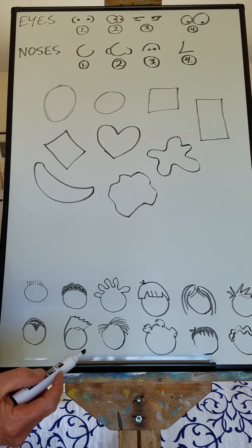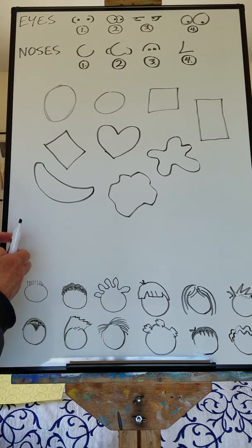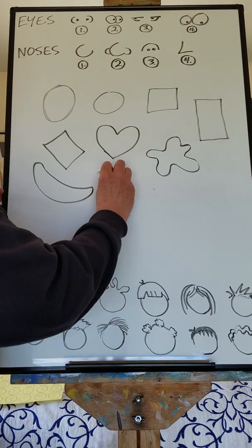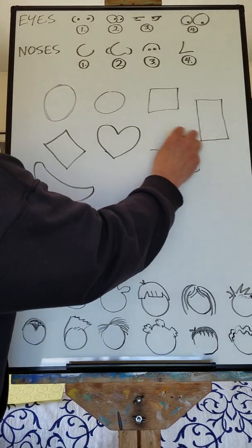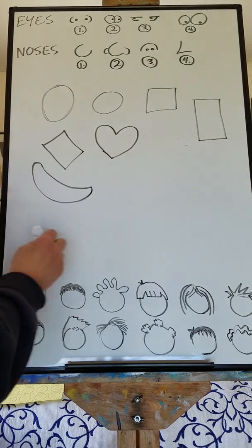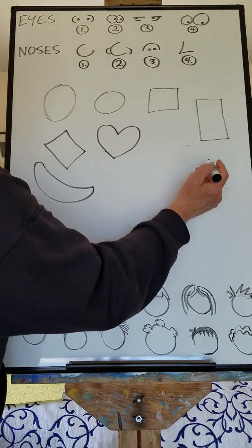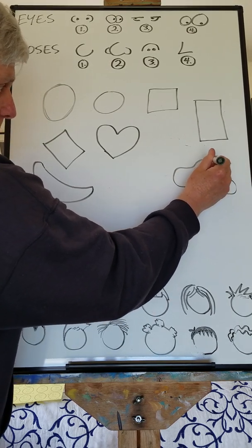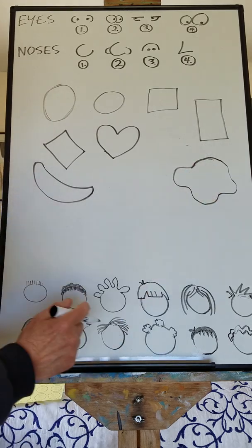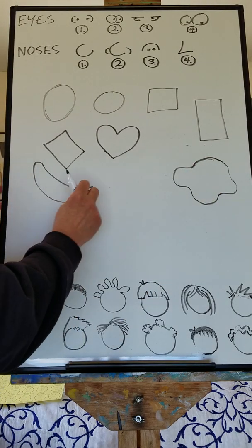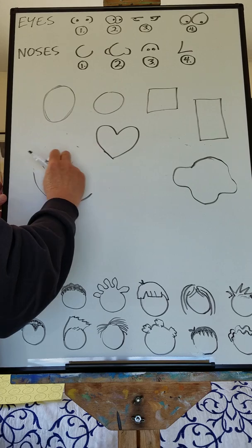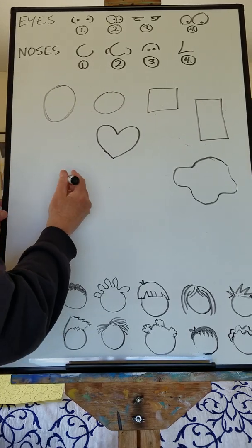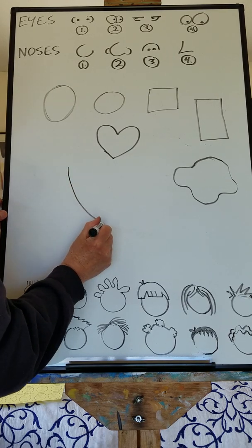So let's pick out our favorites. I kind of like that blob shape. I'm going to make it a little bit bigger. So I'll put it over here. The thing about a blob shape is it can be different every time. And let's make a bigger banana shape. That looks like fun. We'll put that right here.